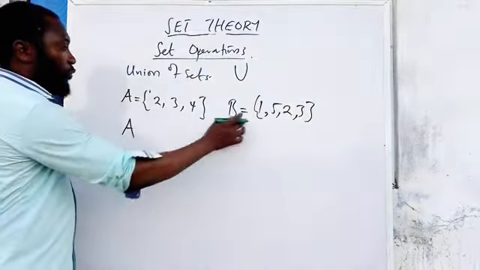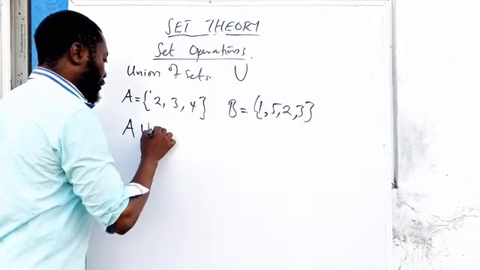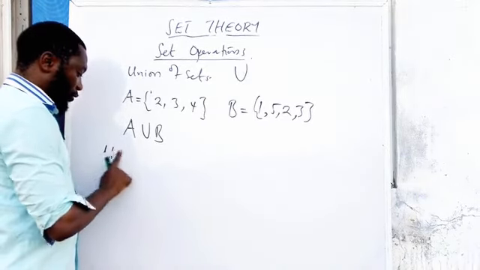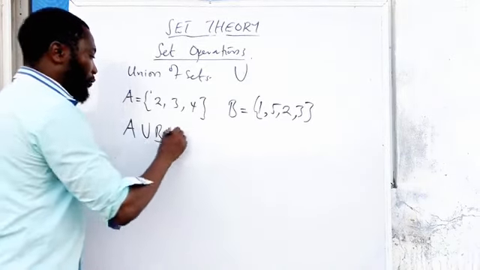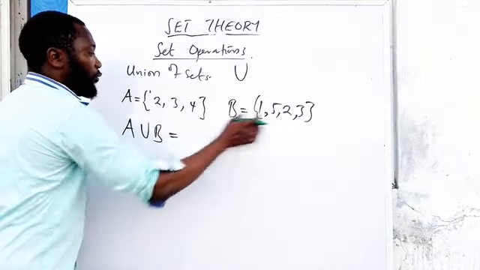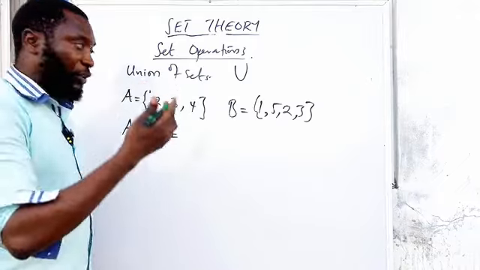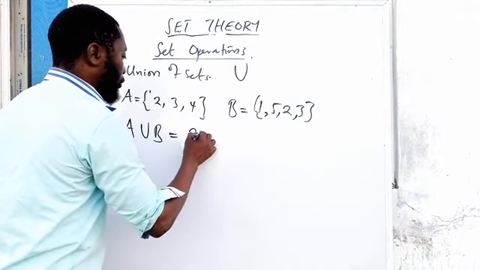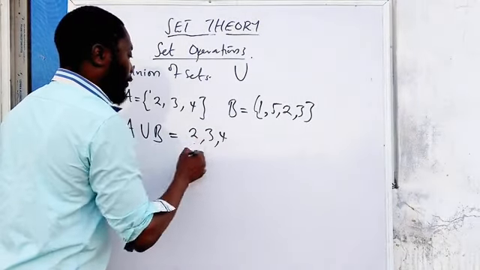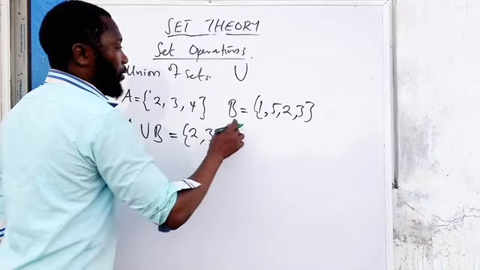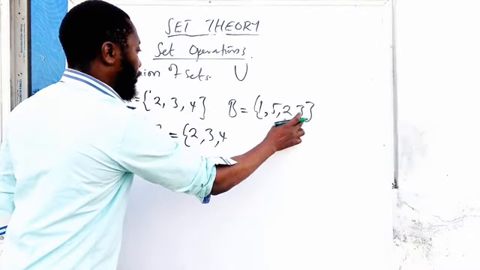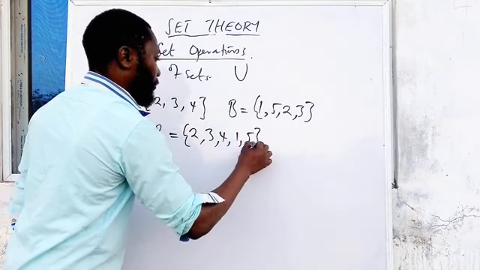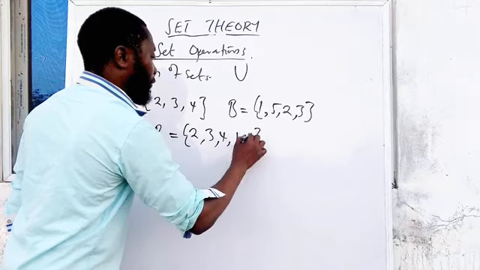Now, A union B means A union B. Don't write letter U, please. A union B simply means you combine these two sets together, but you don't repeat. So we have 2, 3, 4. Then 2, 3 is already here, so we don't need to repeat that again. Then 1 and 5. 2, 3, 4, 1, 5.